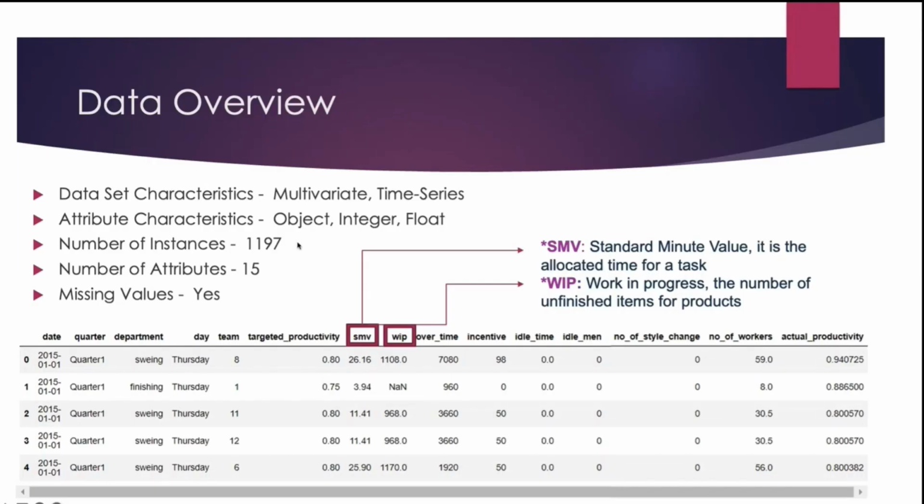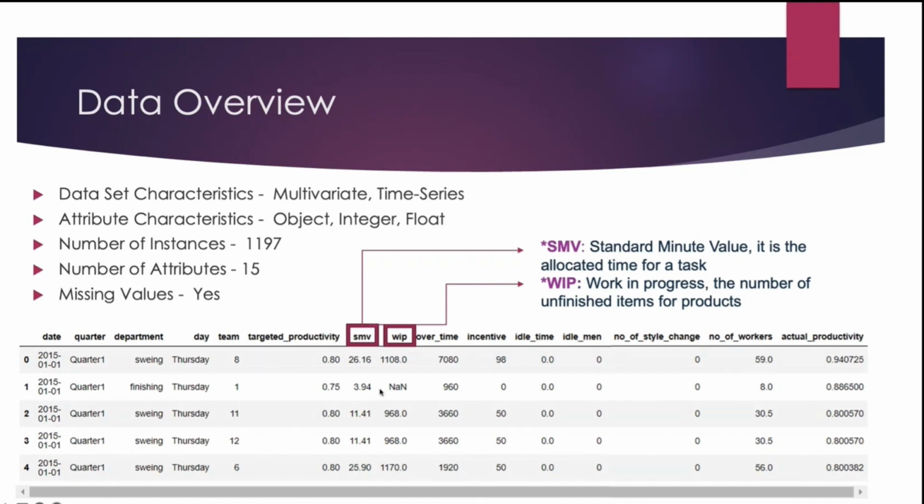For the data overview, the dataset characteristics are multivariate and time series. The attribute characteristics are object, integer, and float. The number of instances is 1197, and the number of attributes is 15. We have missing values.